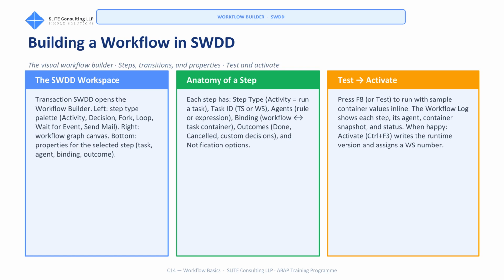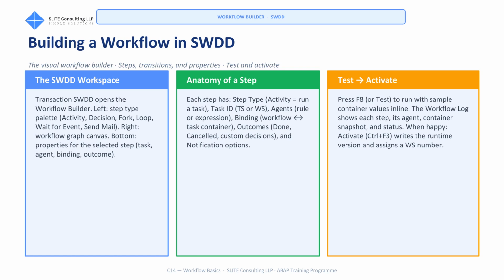Add deadline monitoring on the approval activity. If not acted on within 3 working days, send an escalation notification. Press F8 to test with sample container values inline. The workflow log shows each step with its agent, container snapshot, and status.